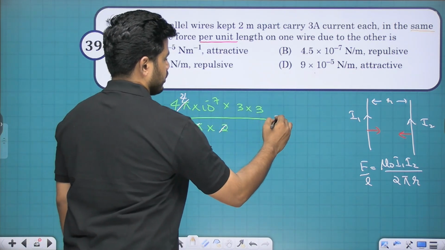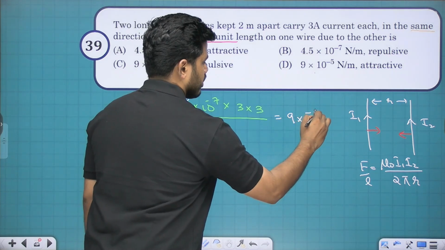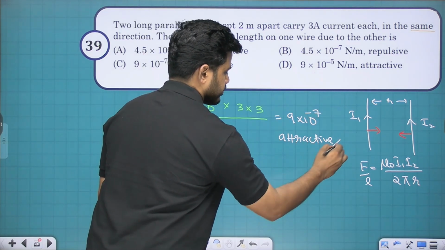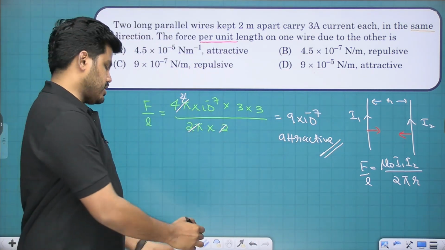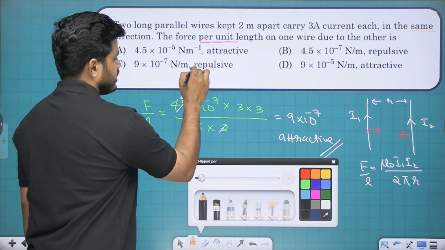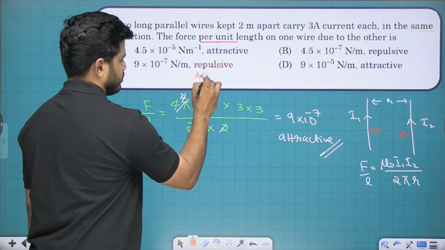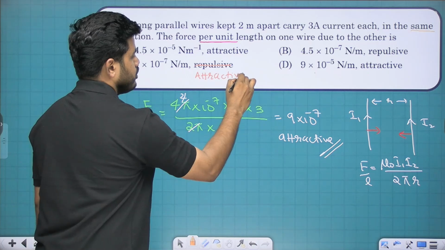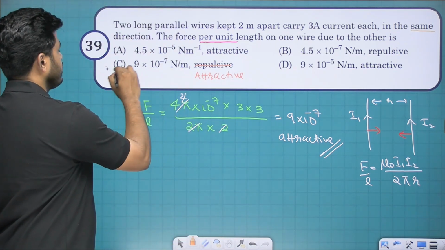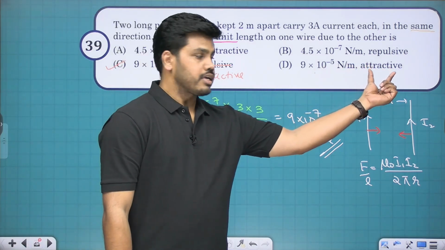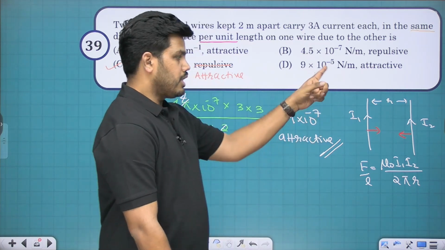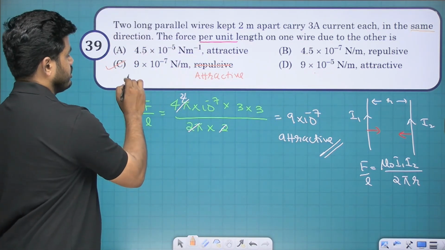So what is the remaining value? 9 into 10 raised to minus 7, and the force is supposed to be attractive. Look at this: 9 into 10 raised to minus 7, it should be attractive. This option is supposed to be correct if the option is given as attractive. Option C is also attractive, but look at the power, it is different, right? So that value is wrong, so you can just change this. This is the correct option.